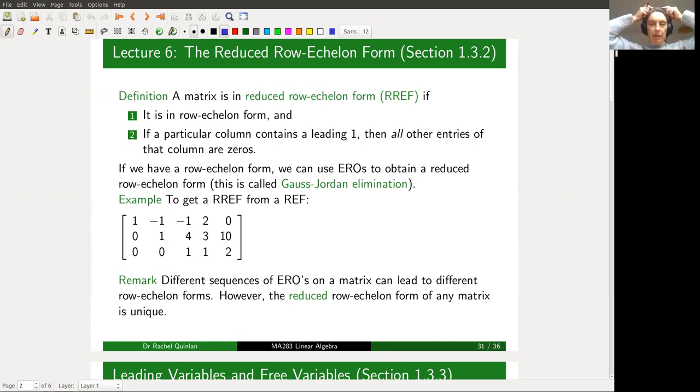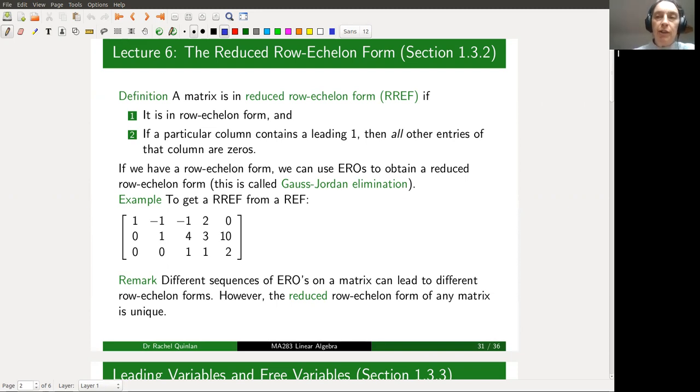Okay, and our basic strategy last time, which we outlined in general at the end of the last lecture, was to apply elementary row operations to the augmented matrix to get it into what we refer to as row echelon form. So let's just recall what that means. And here on the slide, we have an example of a matrix which is in row echelon form.